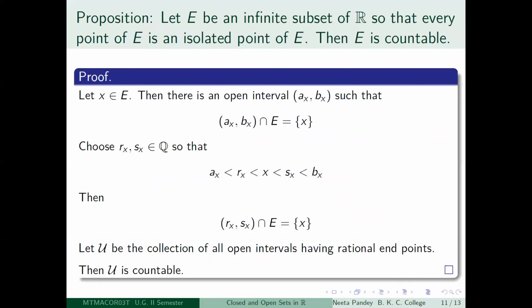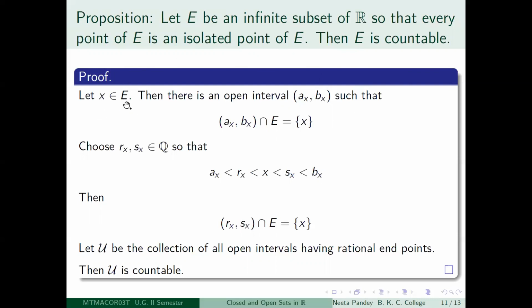Okay, the last result is just an exercise actually, but I thought maybe I will do it because it uses the terms countability and so on, and that scares a little bit at first reading, but it is not difficult, you will see. So our exercise, or the proposition, is that suppose I take an infinite subset E of R so that every point of E is an isolated point. Then we can show that E has to be countable. Okay, so how will we show that?